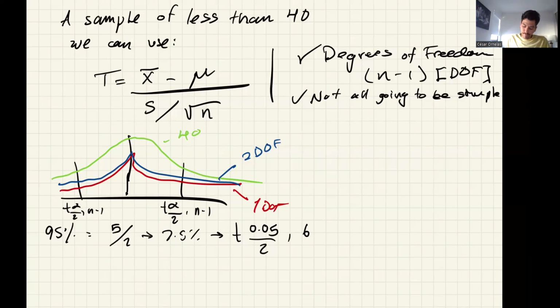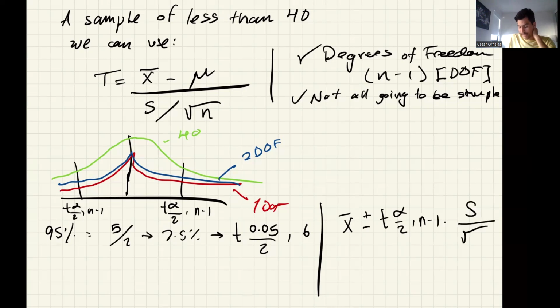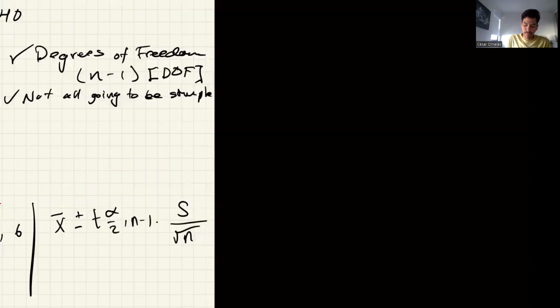So the formula, solving for the mean of the population, is the sample mean plus or minus T alpha over 2 with the degrees of freedom, the DOF, multiplied by the standard deviation divided by the square root of n. Now, how are we going to calculate the confidence values? Well, with this same formula, we can do an example.